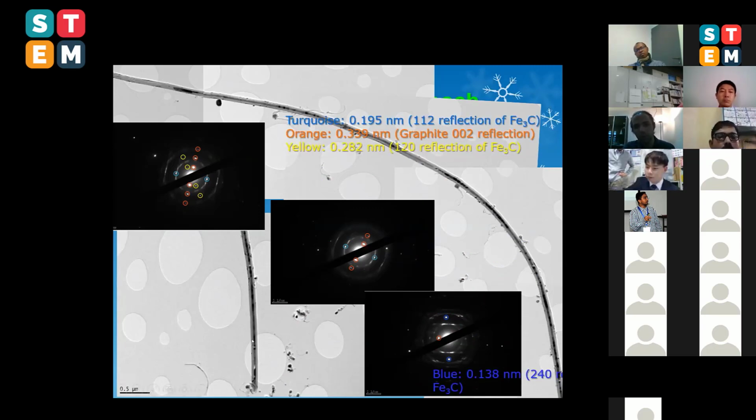It appears to be a possible rotation of the nanowire, because you can see there is a different lattice spacing observed when investigated by selected area electron diffraction. So there could also be a possible rotation of this nanowire. This obviously requires more investigation.